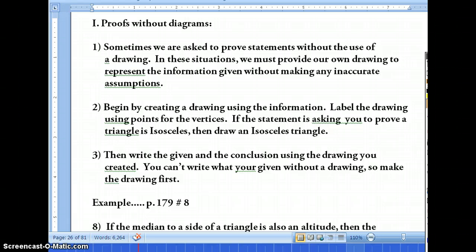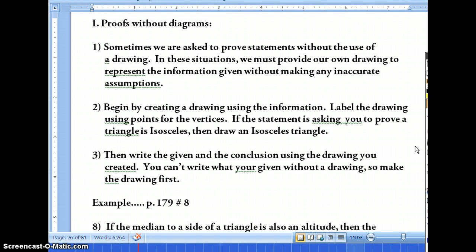Okay, hopefully you've gotten all these notes. Let's start with what we're looking at here in number 1. Sometimes we are asked to prove a statement is true, but they don't give us a picture. They don't give us a drawing. And so in these situations, it's going to be a lot easier for you to have a drawing, but it's going to have to be one that you create using the information that's given. And of course, we don't want to make any inaccurate assumptions. We don't want to list something as being true that wasn't given to us.